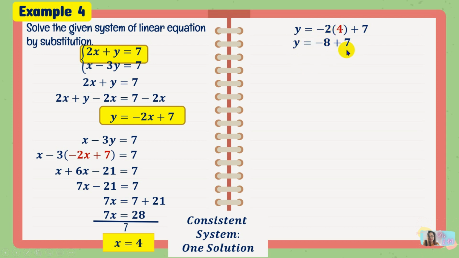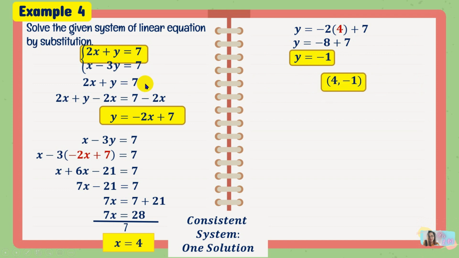And then, negative 8 plus 7, magkaiba ng sign. So, isusubtract natin siya. 8 minus 7 is 1. And then, sign of the greater value, that's negative 1. So, the ordered pair for this system is positive 4 and negative 1. The solution for this system is positive 4 and negative 1.